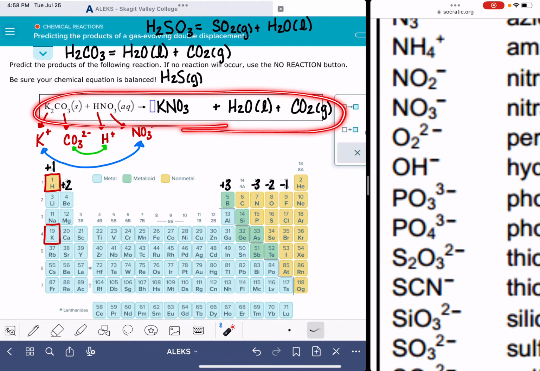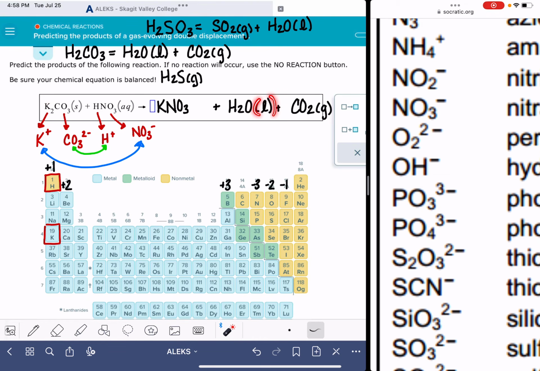Now that we have all of our products, and we've got the states predicted for these 2, the state of the other compound, the other thing that you make, is always going to be aqueous. For all of the versions of this problem that I saw, the products were either H2O liquid with CO2 gas, SO2 gas with H2O liquid, or H2S gas, along with one other thing that was going to be aqueous. And we're not quite done yet because we do have to make sure that the equation is balanced.